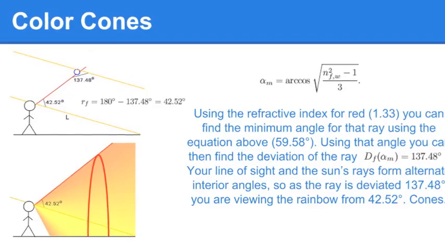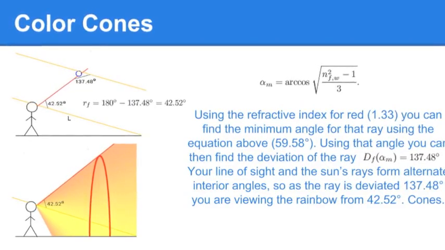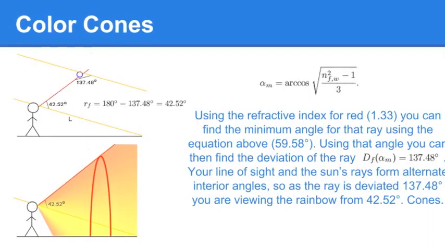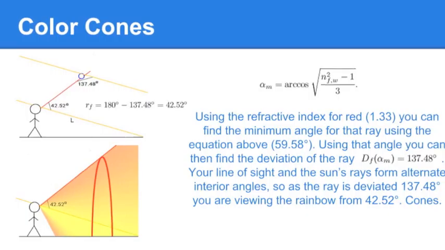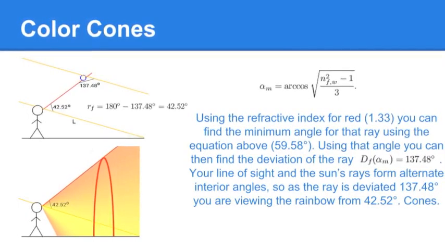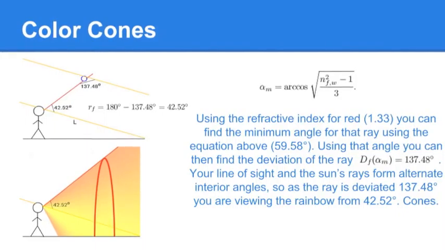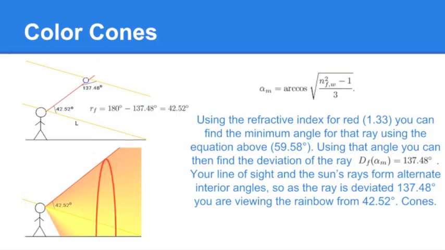Using the refractive index for red, you can find the minimum angle for that ray using the equation above. Using that angle, you can then find the deviation of the ray, which is 137.48 degrees. Your line of sight and the sun's rays form alternate interior angles, so as the ray is deviated 137.48 degrees, you are viewing the rainbow at 42.52 degrees.